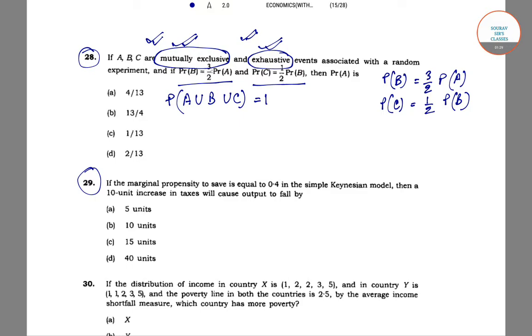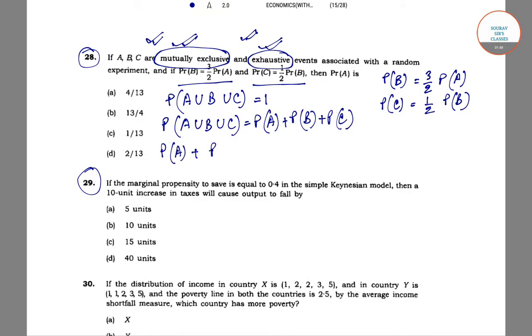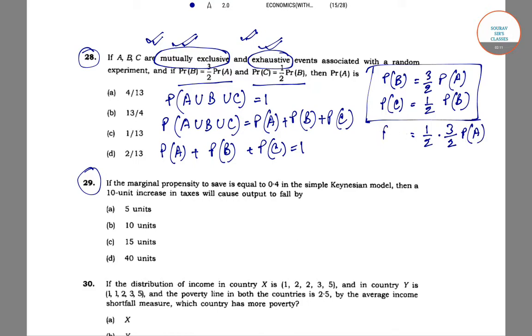And from the property of mutual exclusivity, we can write probability of A union B union C is equal to probability of A plus probability of B plus probability of C. So we have got that probability of A plus probability of B plus probability of C is equal to 1. Now from the given information, we can write probability of C in terms of probability of A as half into, we are replacing the probability of B with 3 by 2 into probability of A. So probability of C will become 3 by 4 probability of A.